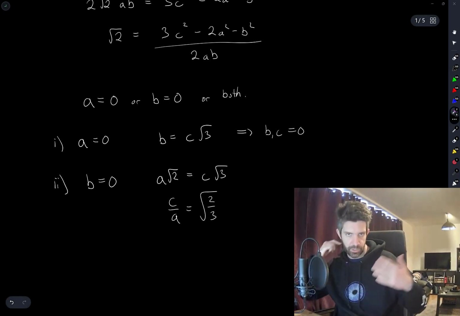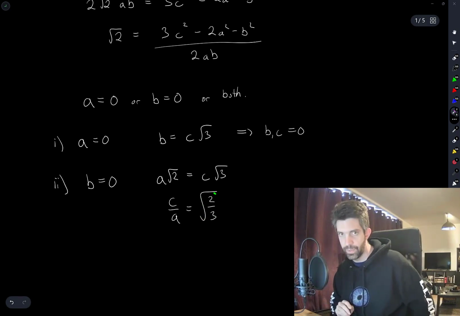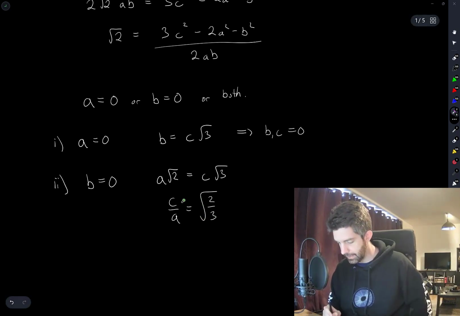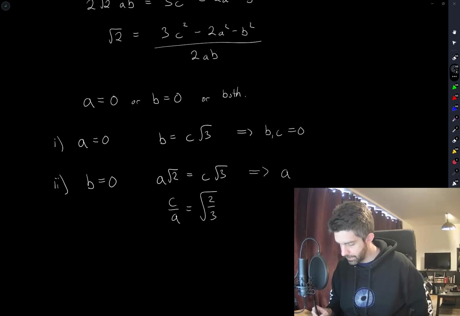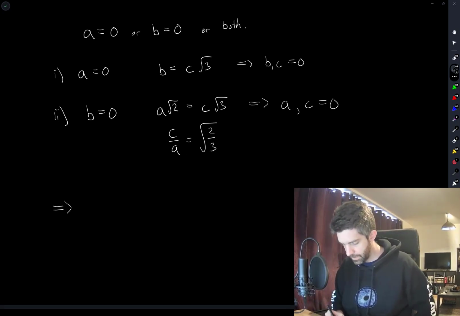There's a follow-up in the question in parentheses. It says we can assume that root 2, root 3, and root 2 over 3 are irrational. And so again, the only way this is possible is if we're not allowed to divide by a, meaning that a is equal to 0. And of course, if a is equal to 0, then clearly from the right-hand side, c is equal to 0. So if we combine cases 1 and 2, we have that a, b, and c are all equal to 0.